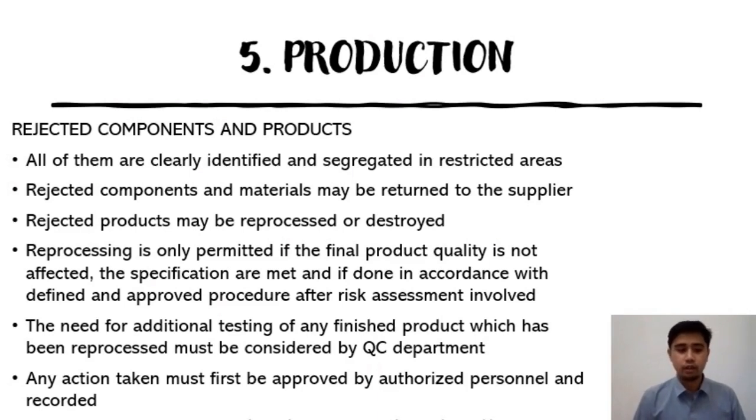So reprocessing is only permitted if the final product quality is not affected and the specifications are met, and if done in accordance with defined and approved procedures after the risks involved have been assessed. The need for additional testing of any finished product which has been reprocessed must be considered by the quality control department. Any action taken must first be approved by authorized personnel and, of course, must be recorded.